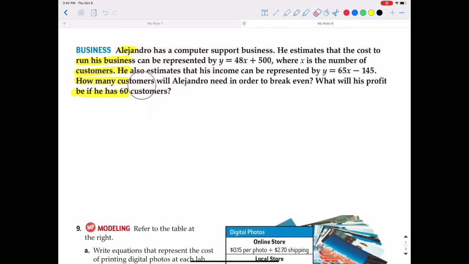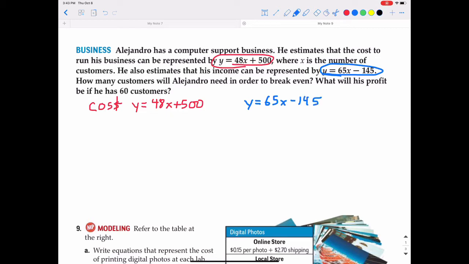So these equations are already given to you. We have two equations. We have one equation that represents the cost to run his business, and that equation is y equals 48x plus 500, from right here. And then there's the income that he earns from that equation, y equals 65x minus 145. Notice that it says that x is the number of customers. That's what x represents, and y represents the cost.